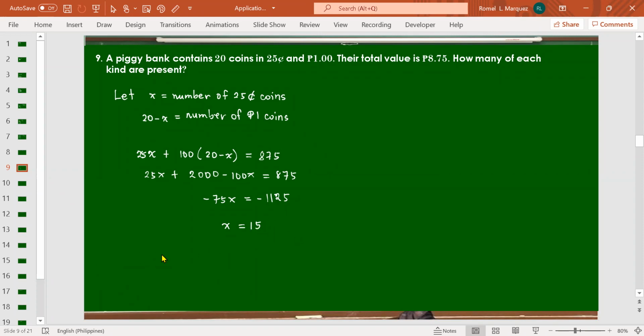So what does it mean? There are 15 25 centavo coins. And what about 1 peso coins? There are 20 coins, so 5 1 peso coins. Get it, guys?